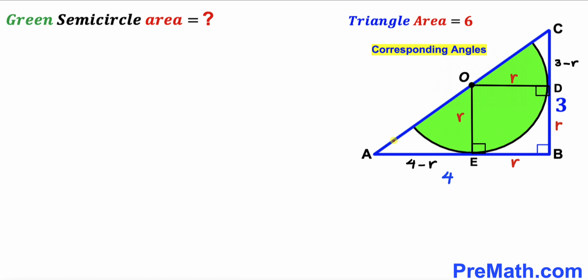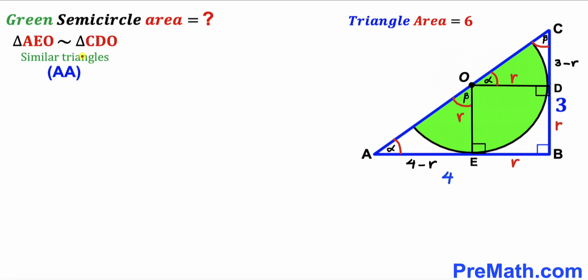Now we can see that this angle and this angle are corresponding angles. If I label this angle as alpha, then this angle has got to be alpha as well. Likewise, this angle and this angle are corresponding angles as well, and they are congruent. So if I label this angle as beta, then this angle has got to be beta as well. So we conclude that these two right triangles, triangle AEO and triangle CDO, are similar triangles according to the angle-angle similarity theorem.